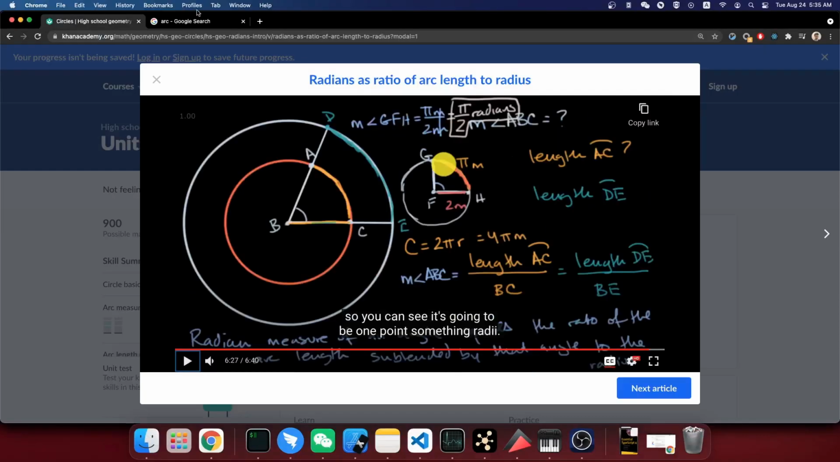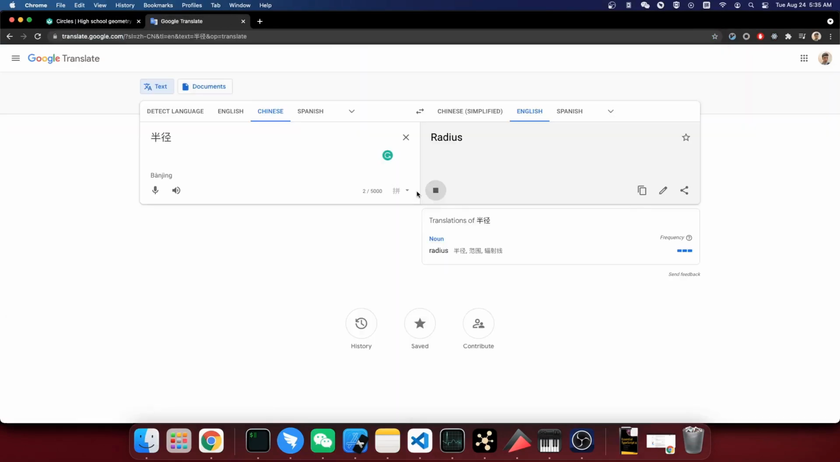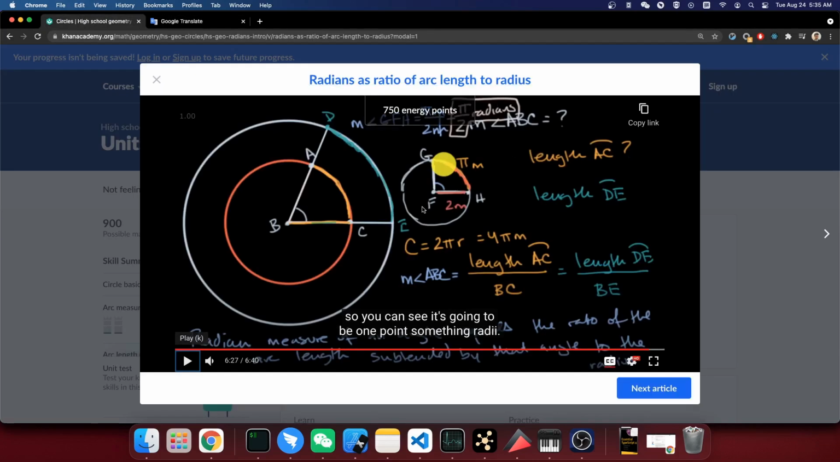Let me say I definitely have a word for that. Radius. Alright, radius is different than radian. They are two different things. If you have the angle length and you divide it by the radius, you'll get your radian. Radian is a measure for angle.